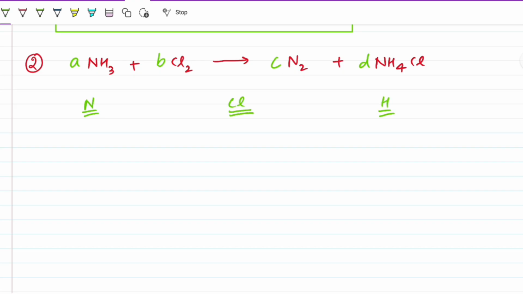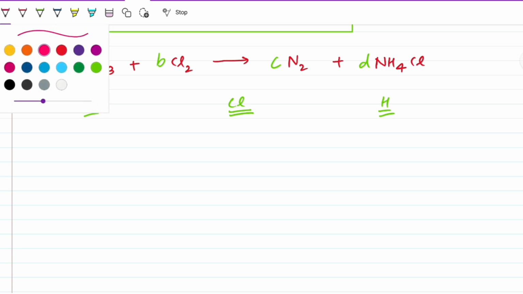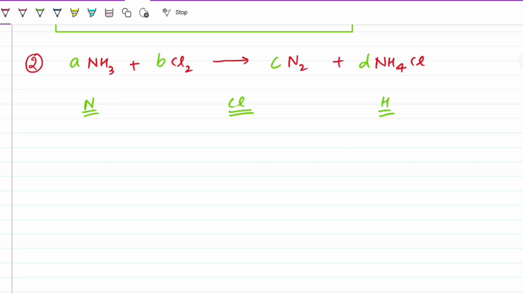Make equations with respect to them. First, nitrogen. In NH3 we have only one N, so 1 into A is A. There is no nitrogen in Cl2. On the product side we have nitrogen in both N2 and NH4Cl. For N2, 2 multiplied by C is 2C, plus in NH4Cl we have only one nitrogen, so A equals 2C plus D. This is the equation with respect to the nitrogen atom.